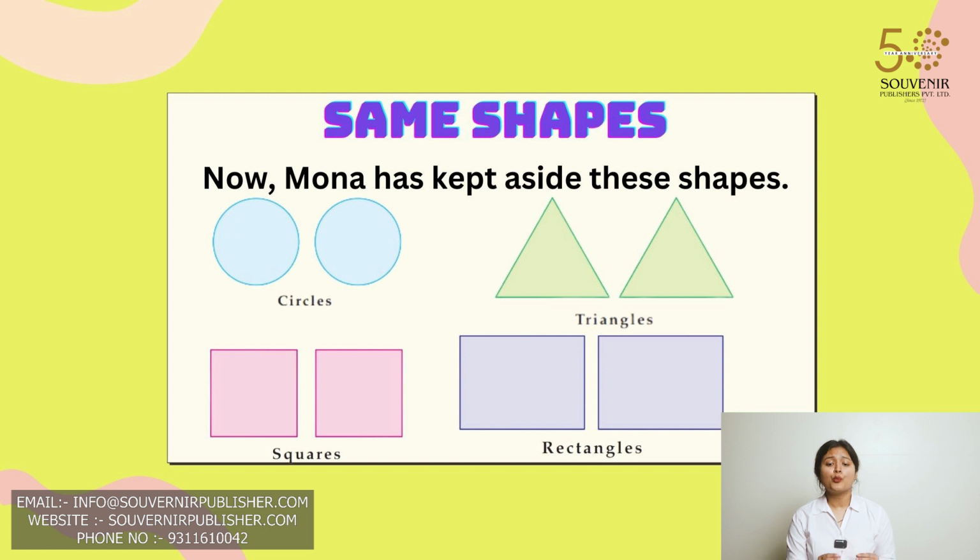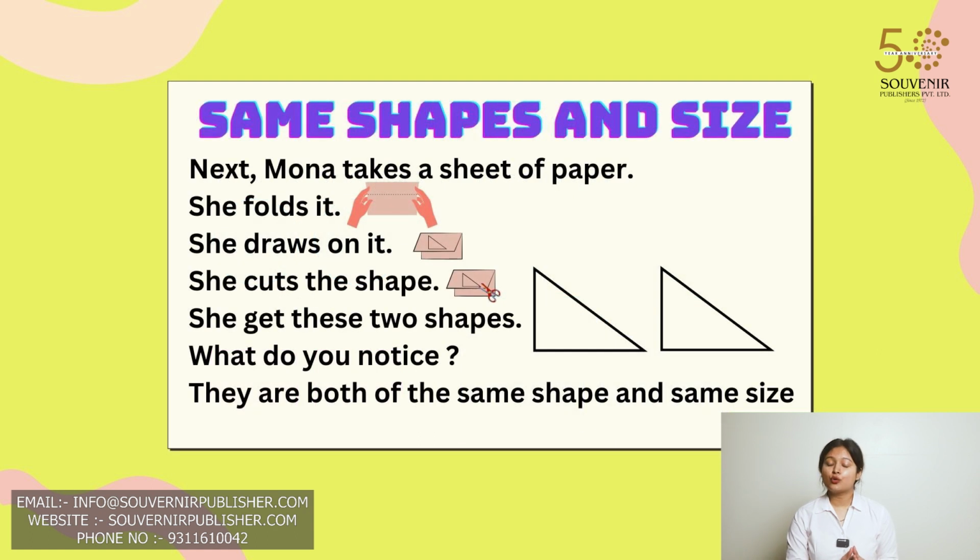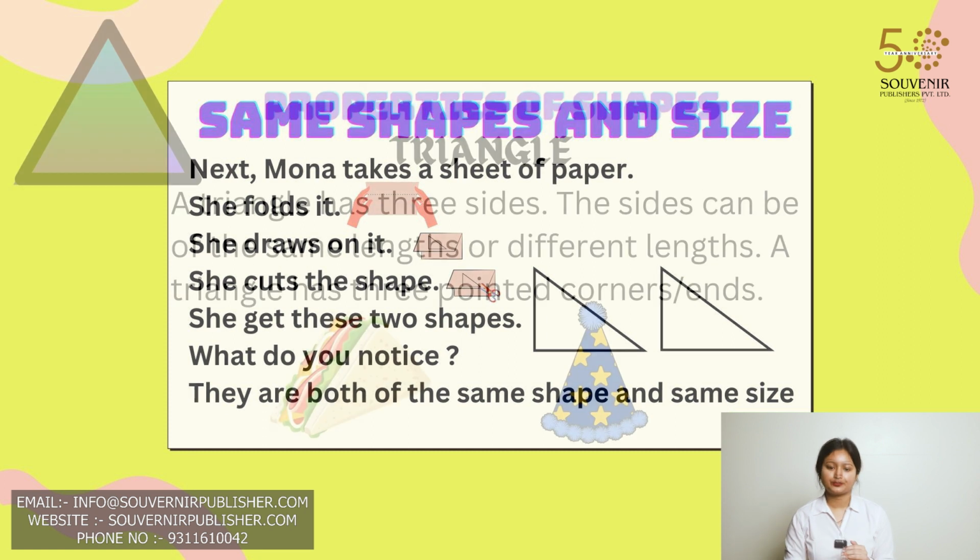So now Mona has kept aside these shapes. We have circles, triangles, squares and rectangles. Now let us know about same shapes and size. Next, Mona takes a sheet of paper, she folds it, draws on it, and she cuts the shape. She gets two shapes. What do you notice? Correct. They are both of same shape and same size.